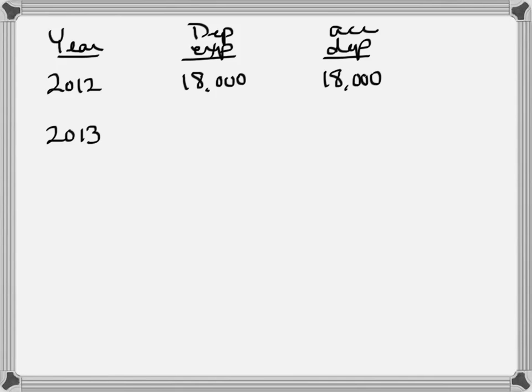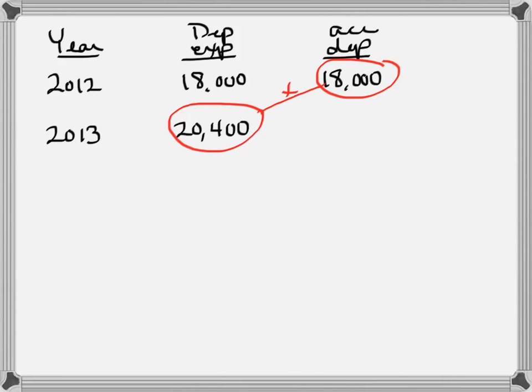So let's review. 2012, 2013. We found out that the depreciation expense for 2012 we said was 18,000. Remember the original 24,000 we prorated by 9/12. That brings our accumulated depreciation to 18,000. We used that 18,000 in accumulated depreciation to calculate the next year's depreciation, which was 20,400 in total. Now, what does that bring our accumulated depreciation to? Well, keep in mind you're going to take this 18,000 and add it to the 20,400, and that's going to give us 38,400. So accumulated depreciation is the sum of all years' expenses. Okay?